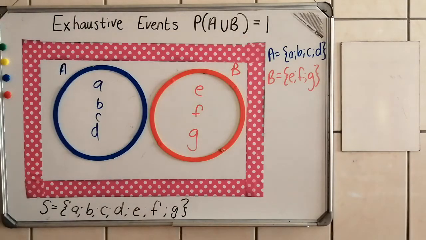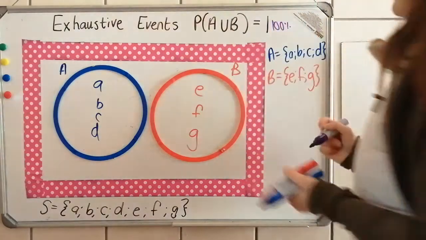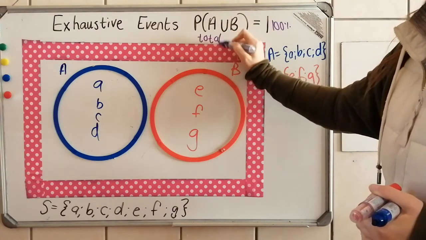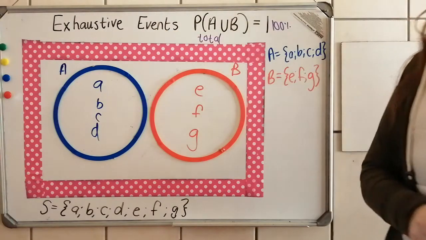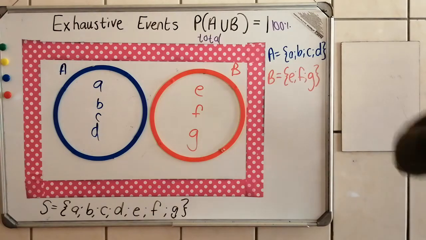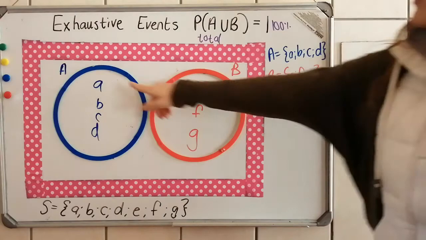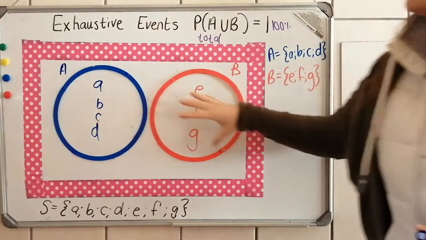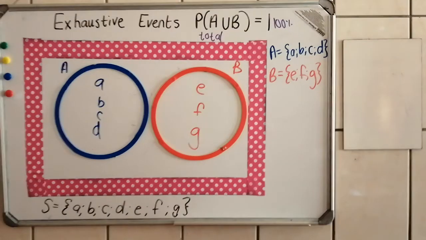Okay? How come? What does 1 stand for? 1 stands for 100%. And you agree that when we have a union, it's the total altogether, right? So when we have an exhaustive event, we've used everything. So the union must always come to 1 or 100% because I've 100% used up my sample space, even though they don't overlap.